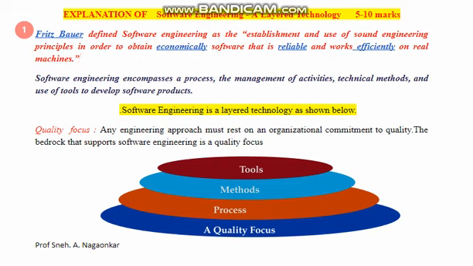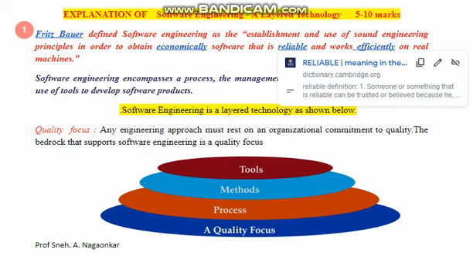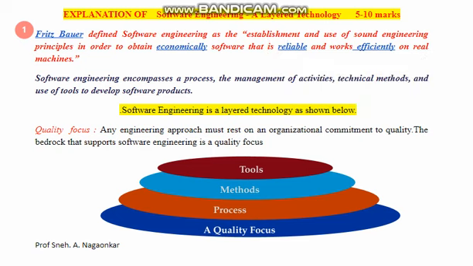So whatever software we are going to produce should be economical, and it should also be reliable. What do you mean by reliable? Something that can be trusted. The software developer should be able to develop software which is reliable, or you can say which can be trusted, and which can be easily used in an easy and flexible manner.